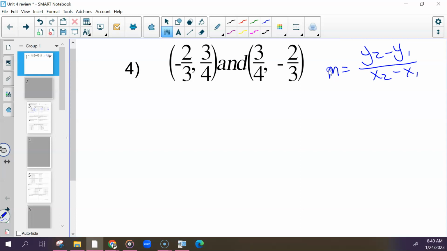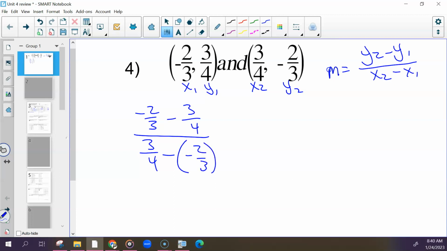So if you need more space to do this, you can grab extra paper. If you want to label them first, you can do that. And then we'll start putting them in the format. So y2 would be -2/3 minus y1, which is 3/4, all over x2, which is 3/4, minus a -2/3. So in this case, you'll need to get common denominators for both the numerator piece and the denominator piece.